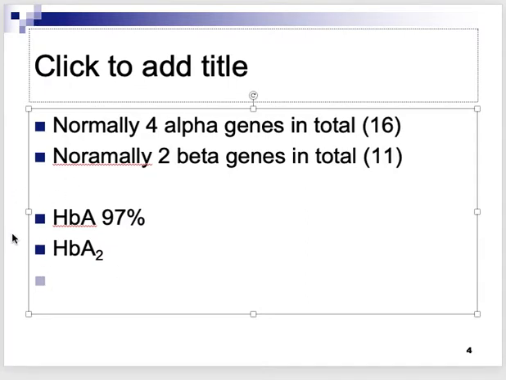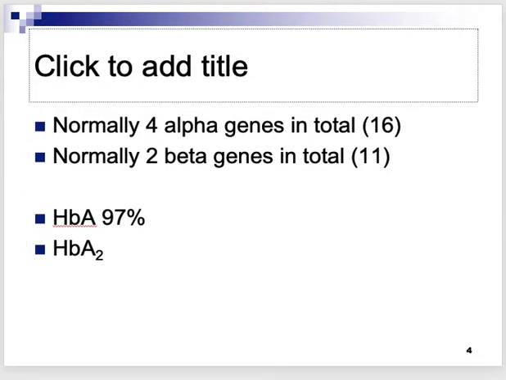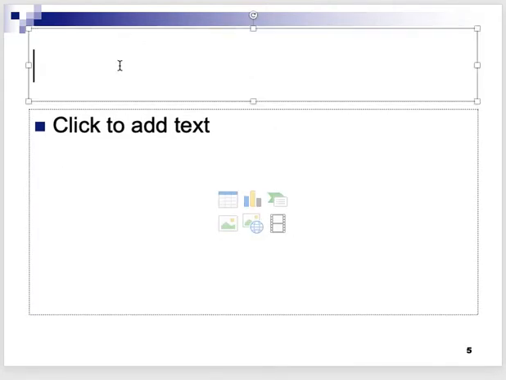So what happens? See, HbA has two alpha and two beta chains, and the genes controlling the alpha chain, there are four genes, and the genes controlling the beta chain, there are two genes. Now, for example, if we talk about beta thalassemia, beta thalassemia.